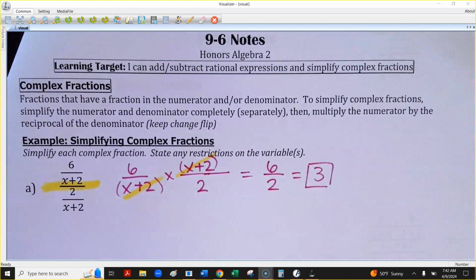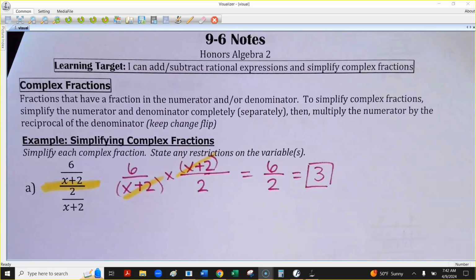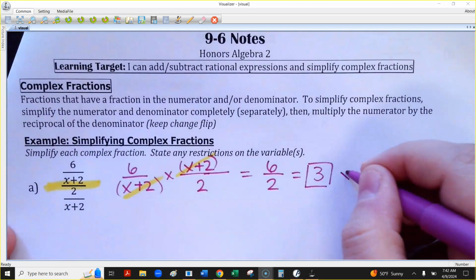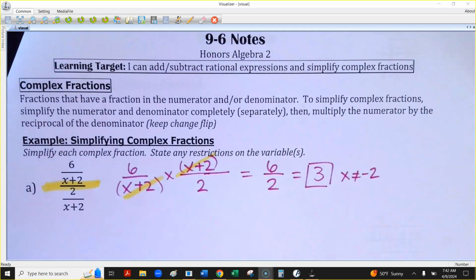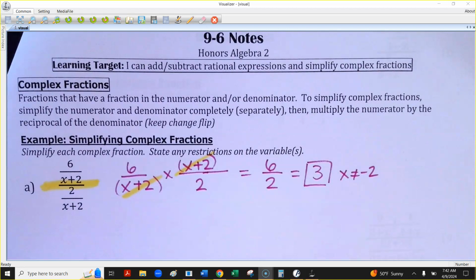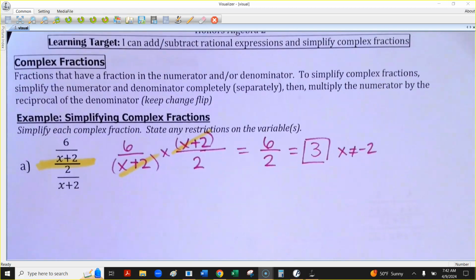Now, in terms of your restrictions, anything that would make the denominator 0 at any point. So this first fraction, x plus 2, is in the denominator, so I don't want x to be negative 2 because that would cause us to divide by 0. And actually this fraction also had x plus 2 in the denominator, so that wouldn't add an extra restriction because that's the same restriction we'd get from the fraction on the top, but you still do have a restriction, anything that would cause a denominator at any place in the problem to be 0.